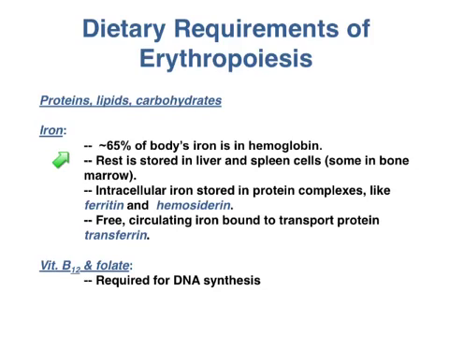For erythropoiesis, more specifically, you need iron. About 65%, so significantly more than half of the body's iron is in the hemoglobin. You need a lot of iron to produce hemoglobin. You have some iron stored in liver and spleen cells, a little bit in bone marrow. There are complexes called ferritin and hemosiderin that store iron within cells. And in the blood, there are small amounts of free circulating iron that's bound to a transport protein called transferrin.